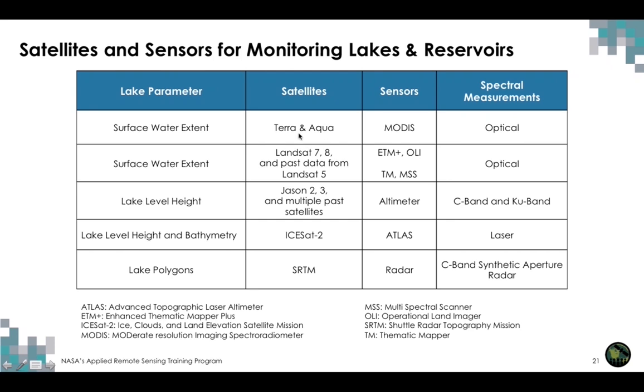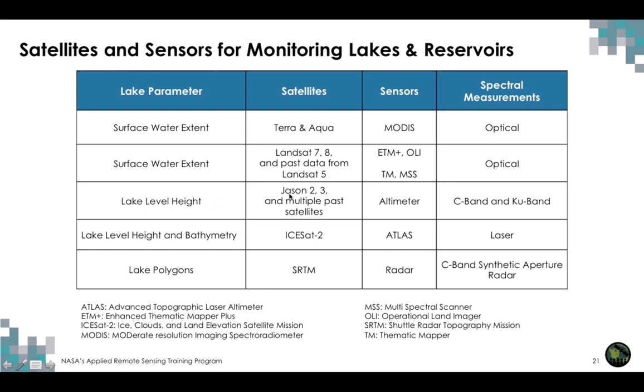And the sensors on these satellites are MODIS on Terra and Aqua, which is the Moderate Resolution Imaging Spectroradiometer. On Landsat 7, it is the Enhanced Thematic Mapper Plus. On Landsat 8, it is the Operational Land Imager. And on Landsat 5, there's the Thematic Mapper and Multispectral Scanner. All these sensors are actually optical instruments. They take reflectance measurements reflected from the surface in visible, infrared, near infrared, and shortwave infrared regions of the electromagnetic spectrum.